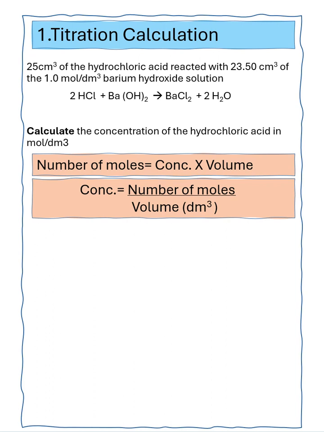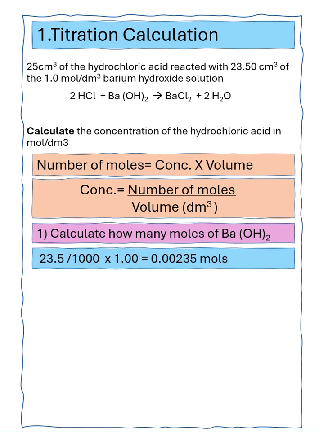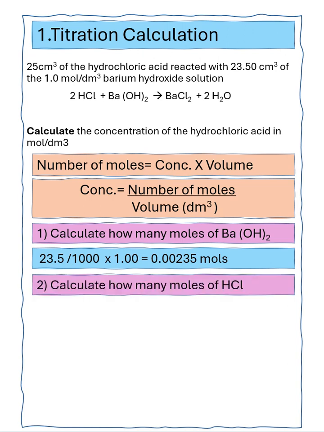We've got two equations. We've got the number of moles equals concentration times volume, and concentration equals number of moles divided by volume. First thing we've got to do is calculate how many moles of barium hydroxide. We're told the volume of 23.5 and we're told the concentration is 1 molar. The volume needs to be in decimeters cubed, so we need to divide it by 1,000. So 23.5 divided by 1,000 times by 1 tells the number of moles of barium hydroxide.